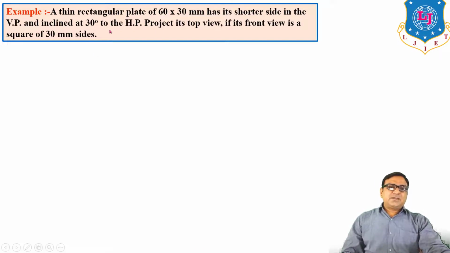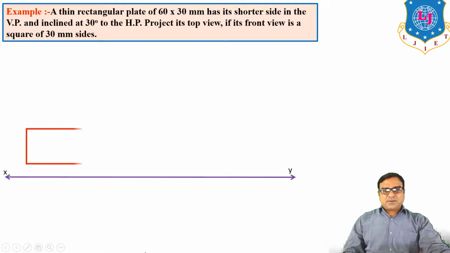Next problem: a thin rectangular plate 60 by 30 has its shorter side in the VP and inclined at 30 degrees to HP. Project its top view if its front view is a square of 30 sides. So first of all draw the XY line and now put the rectangle on VP. So the front view will be the true shape, A dash, B dash, C dash, D dash. Shorter side 30, longer side 60. So this is the front view.